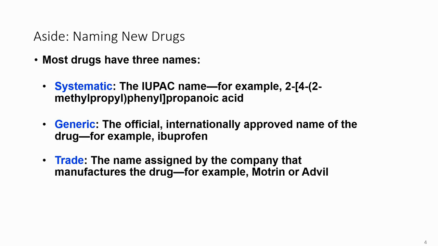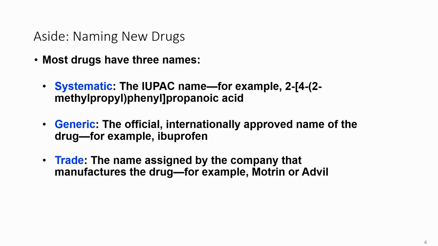Okay. And then we also have a trade name. So all of these are talking about the same molecule. The trade name is when somebody has come up with a way to synthesize this that's different, or they've come up with a way to crystallize it so it's more pure, but it's the same molecule. They've come up with a way to make it, and so they get to call it their trade name. So Motrin or Advil, that's also ibuprofen, that's also this molecule, okay?